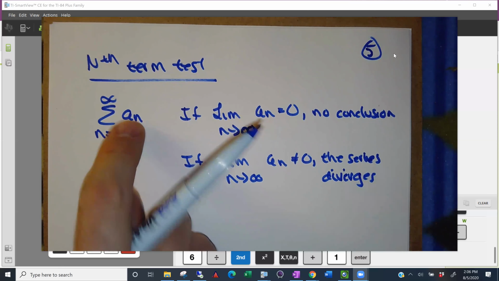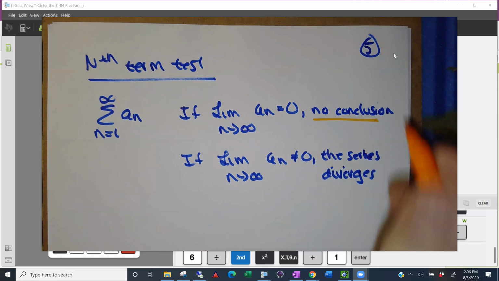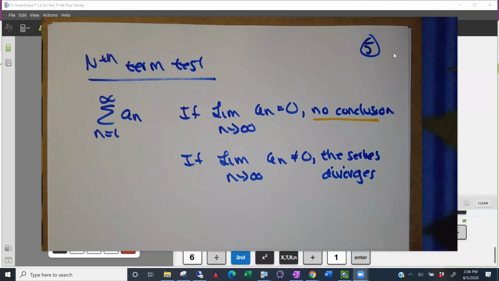Now, if the limit of these terms approaches zero, the Nth term test tells us absolutely nothing. And this is really hard for students because it's a non-starter. If you're trying to prove convergence, you can't use the Nth term test. The Nth term test is really good, though, for showing that a series diverges.